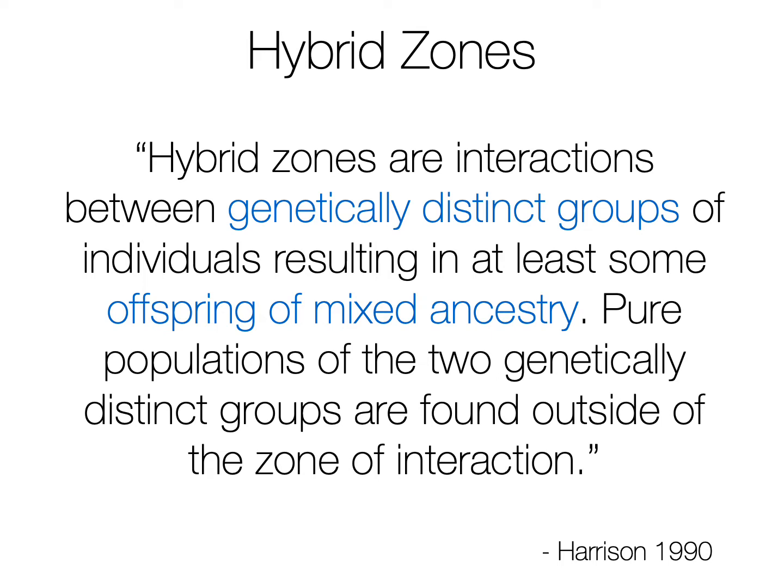When hybridization occurs on the landscape, we call those regions hybrid zones. They're regions within which genetically distinct groups of individuals interact and produce some offspring of mixed ancestry. And there are lots of different kinds of hybrid zones. There are ones maintained by tension between dispersal and selection. There are others that we consider mosaic, and there are even some where we think hybrids do better, bounded hybrid superiority zones.